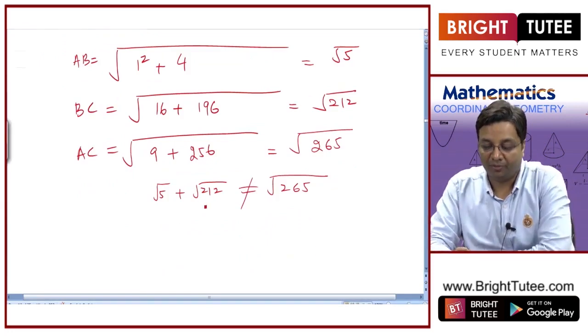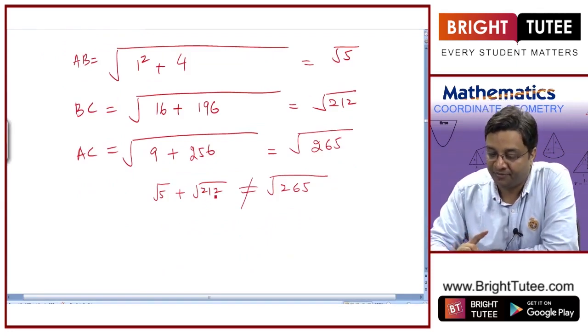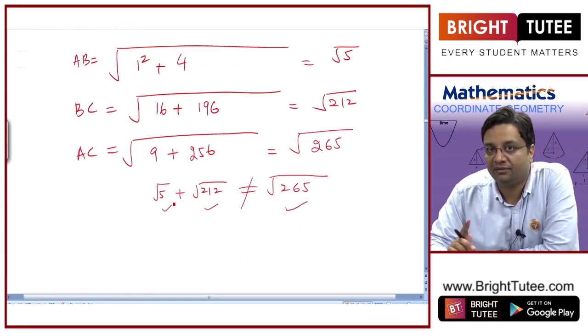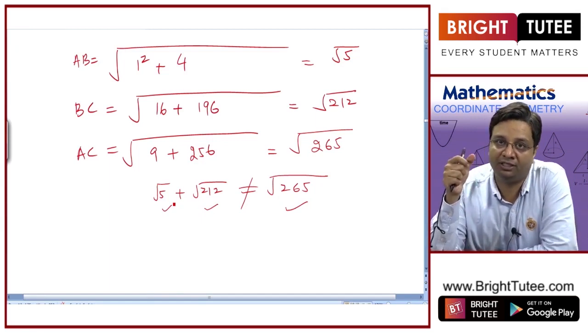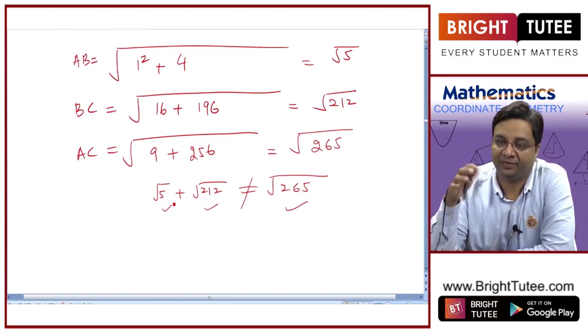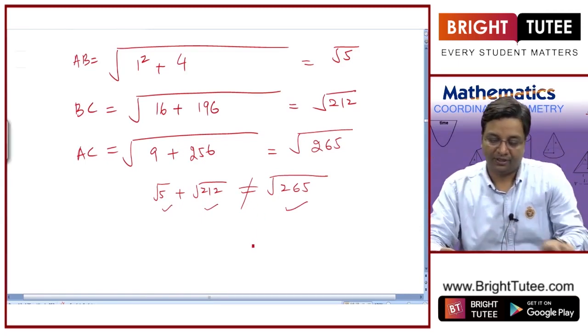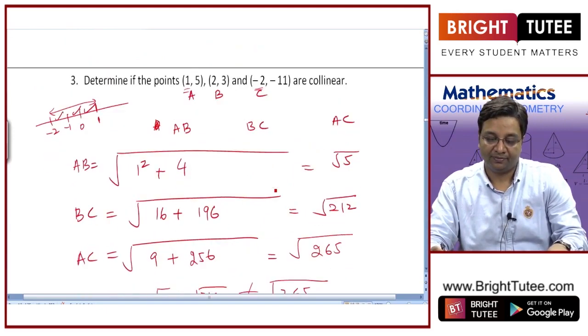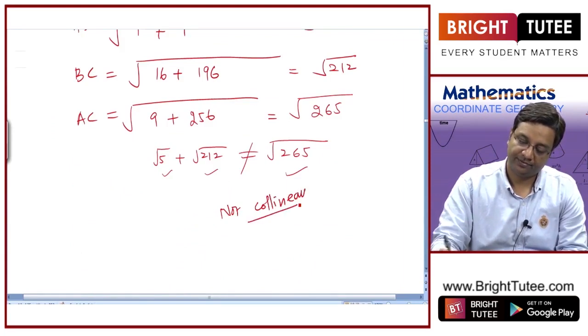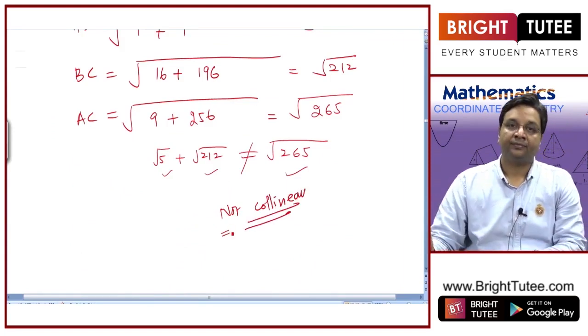You can calculate the approximate values, that is number one, right? The second thing you can say is that when you take the square root, these are irrational numbers, right? So you won't get the perfect value for these square roots. So there is no question of being equal, right? So these distances are not equal. So these points are not collinear, right?